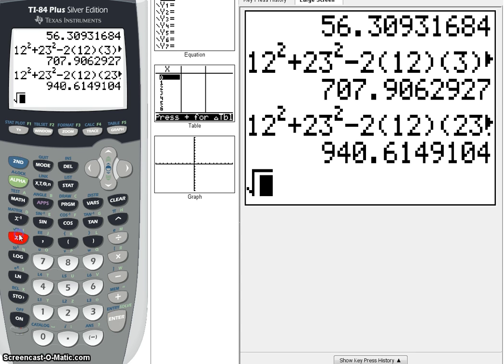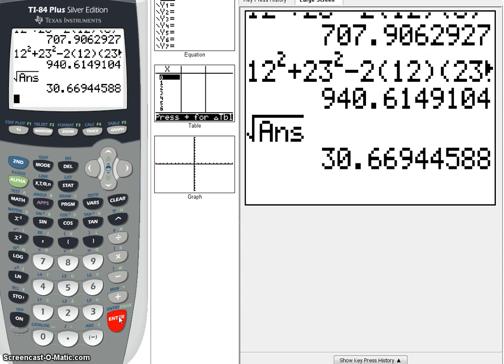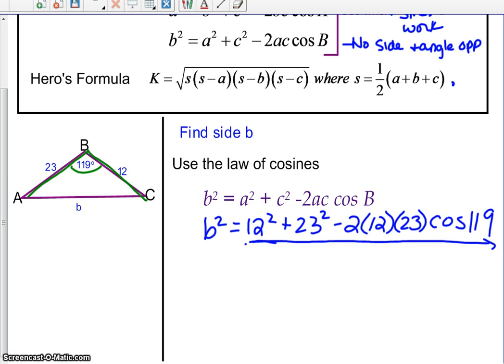Now I need to find the square root of that answer, to see whether my answer makes sense. 30.66, so 30.7. Now it's important to go back and ask, wait a minute, does that answer make sense? Does it make sense for B to be 30.7? And actually, yeah, it does, because that looks reasonable with the 23 and the 12. 30.7 is the answer for our B. So we're going to move on.